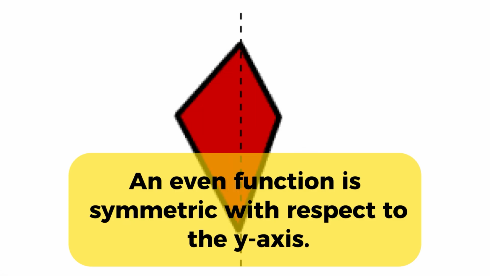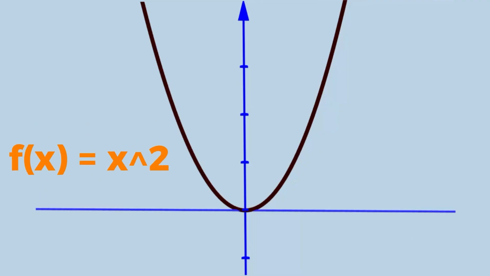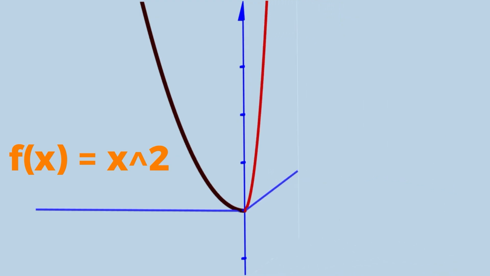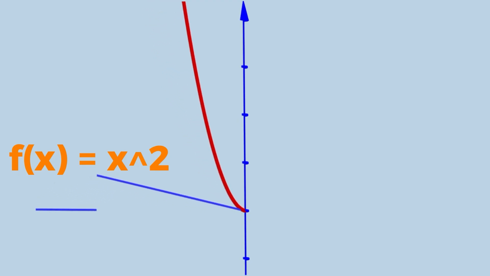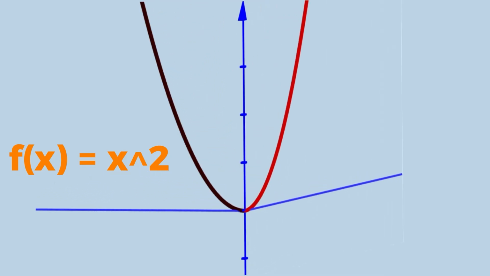For example, look at this function. f of x is equal to x to the power of 2. Since it is even, we know that the function is an even function. The graph looks like a U shape. If you fold it along the y-axis, the left and right sides fall exactly on top of each other. So the function is even.